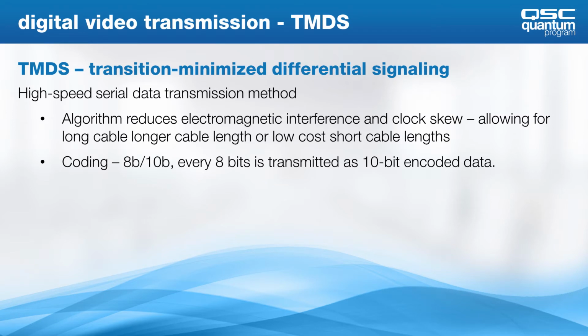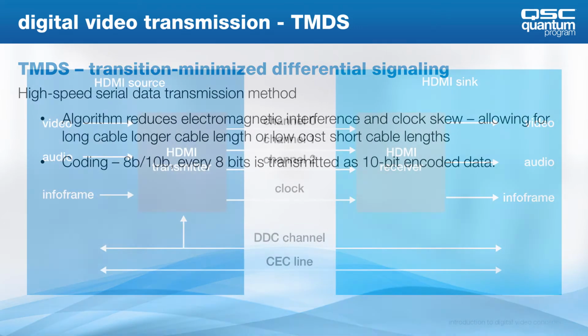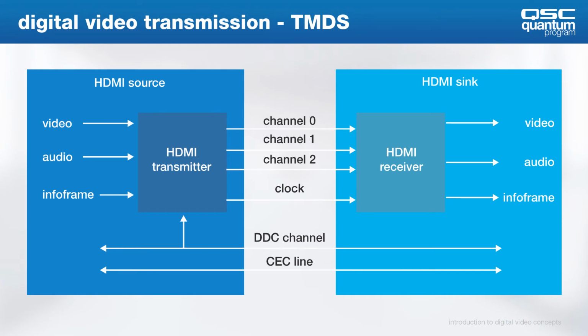TMDS, or Transmission Minimized Differential Signaling, carries the actual video, audio, and info frame data. TMDS encodes the data using an 8 to 10-bit encoding algorithm, so every 8 bits of data, we send 10 bits. There's a little bit of overhead of 2 bits for every 10 bits sent. There are 3 channels, 0, 1, and 2, used to send the TMDS data, which aligns with the RGB or the Y, CB, and CR. The TMDS clock keeps everything in sync as it's sent across the wire.